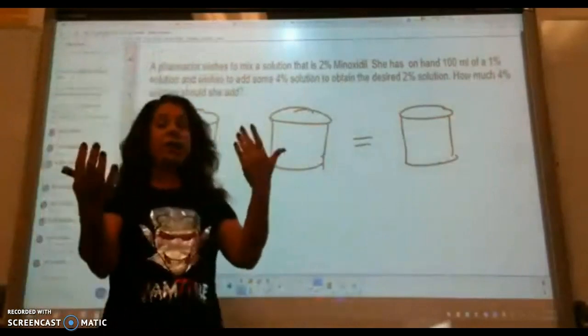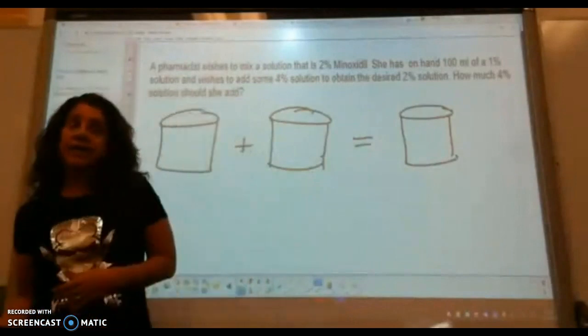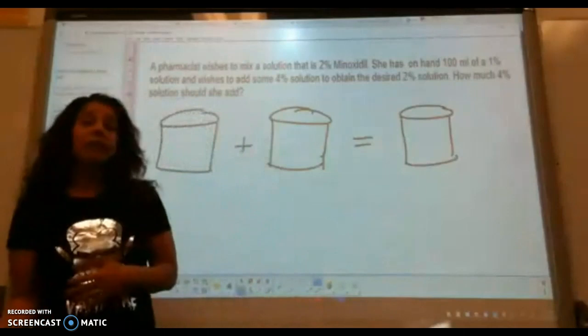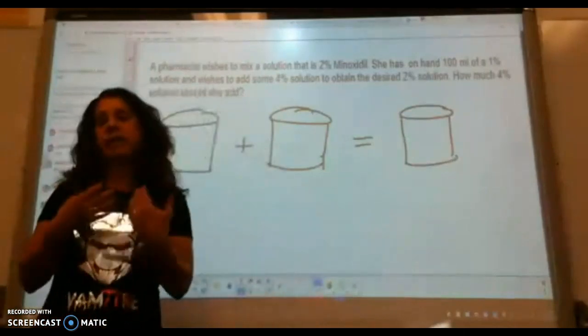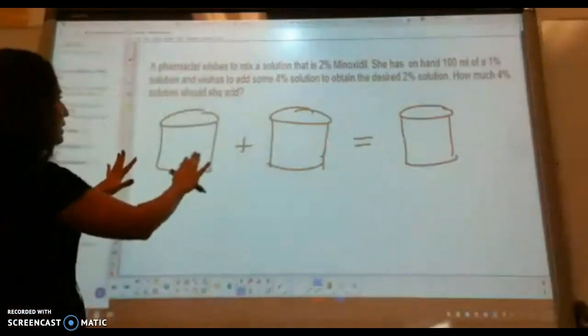The other thing is your buckets will always have two adjectives, two descriptors. It could be price and grams. It could be, in this case, milliliters and percent. There's always two things that describe what's in the bucket. So what are the two things that she has?